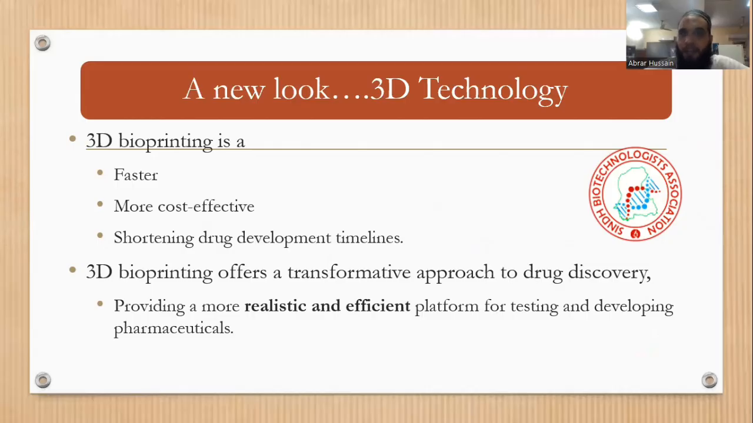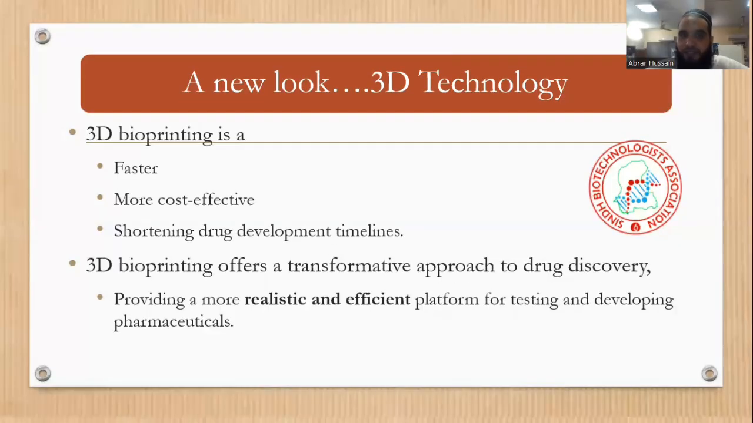3D technology. What is 3D technology? Why have scientists converted to use this 3D technology for drug discovery? Because it's faster, more cost-effective, and it also shortens the drug development timeline, which is reduced from 10 to 15 years to very little time. The 3D printing part offers a transformative approach to drug discovery because it provides a more realistic and efficient platform for testing and developing pharmaceutical substances.